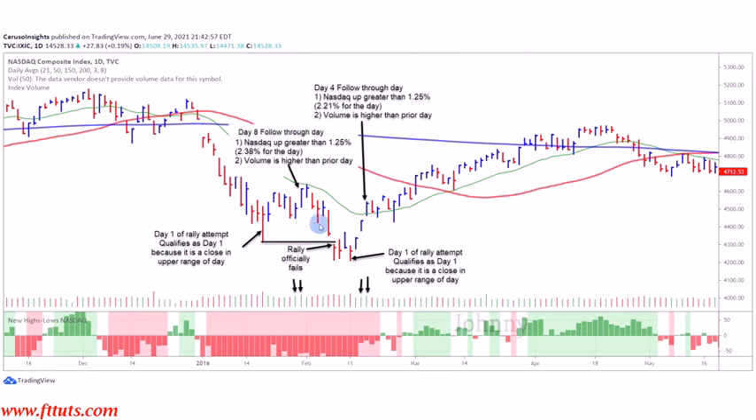So although that failed, shortly after we had a day one rally attempt again where we closed in the upper range of the day, and we had a day four follow through day where the market was up more than 1.25%. In fact, it was up 2.21% for the day, and the volume was greater than the day before. And what's interesting here as well is that this follow through day came quite a bit of time before we started to get net new highs. So you have these two tools that can both work, and if either of these start to show up, you really want to start to change your mindset.